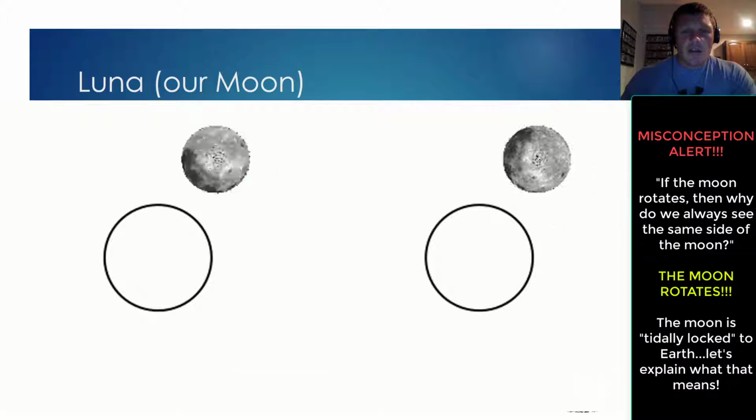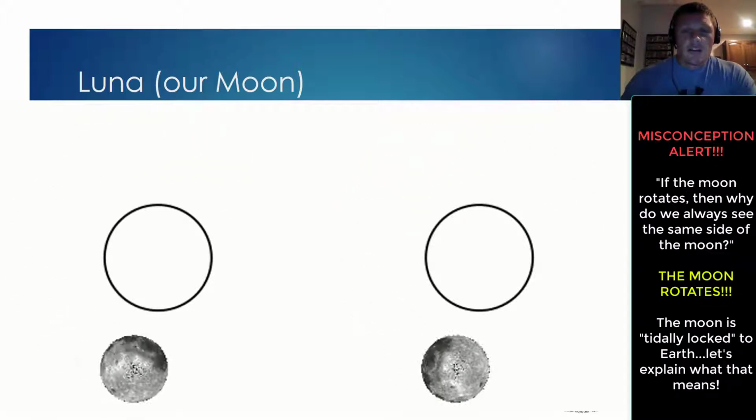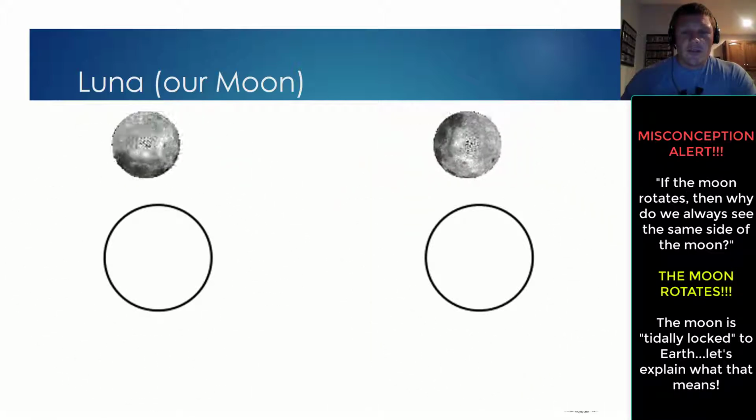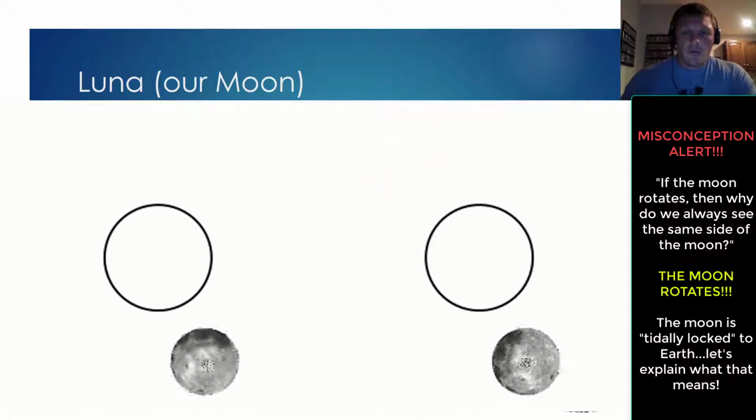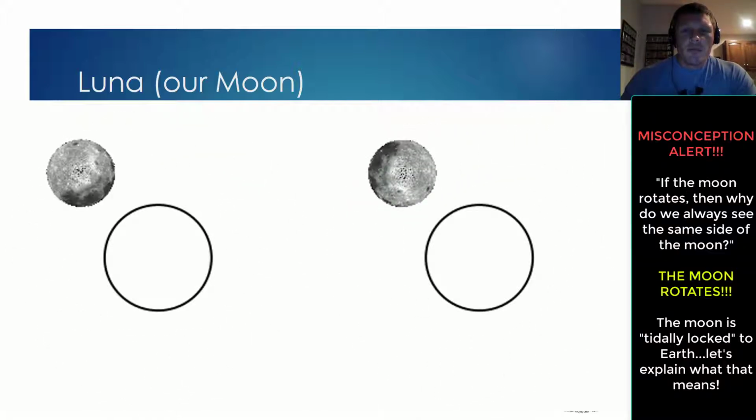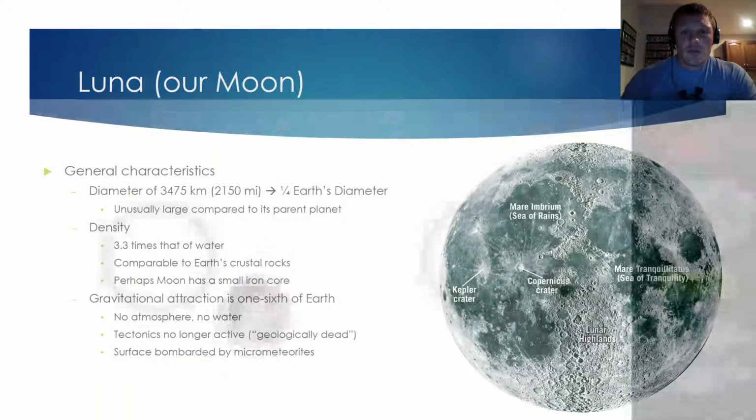One thing I really like to do is debunk misconceptions. And one misconception I often hear is that the moon doesn't rotate. This might make sense because we always see the same side of the moon, but the truth is the moon does rotate. At this point, I'm going to show you a brief 1-minute video from NASA that explains the moon's rotation.